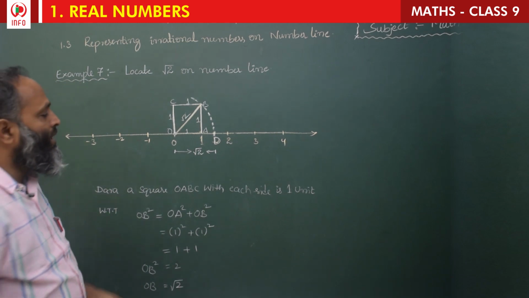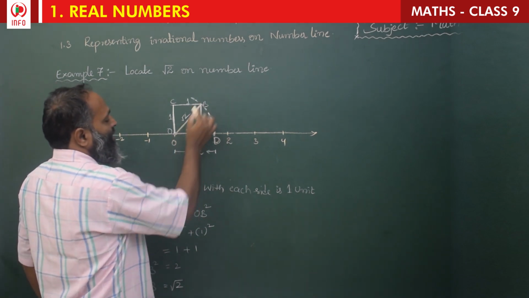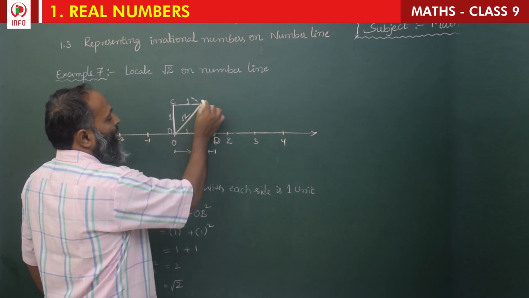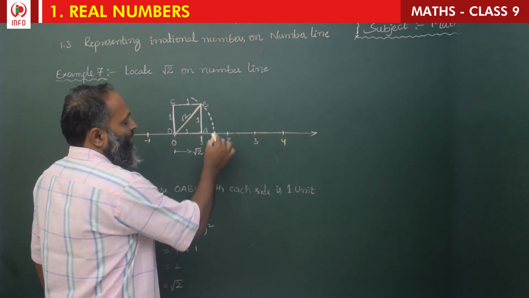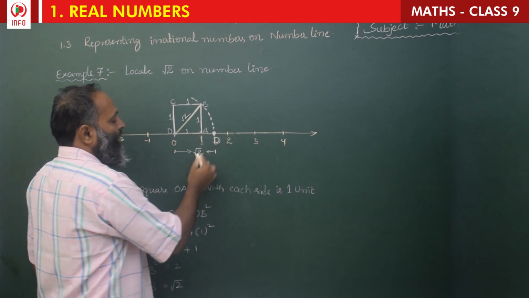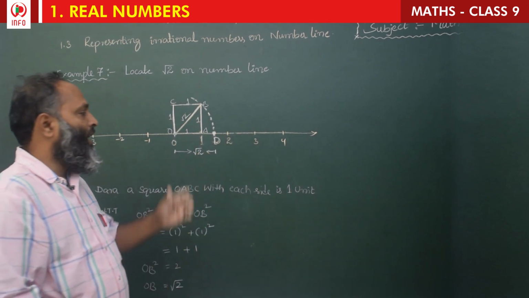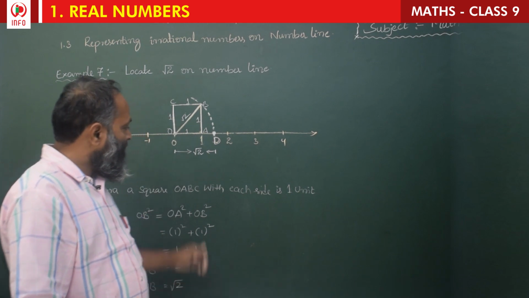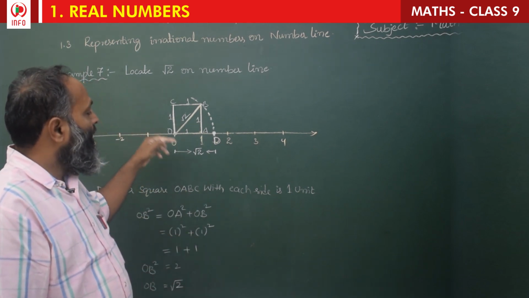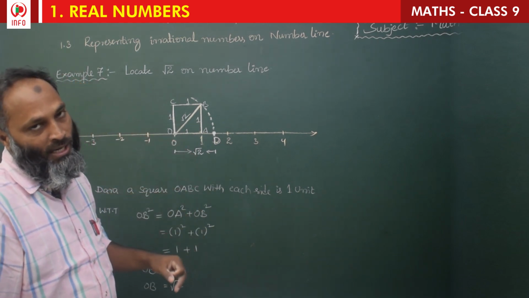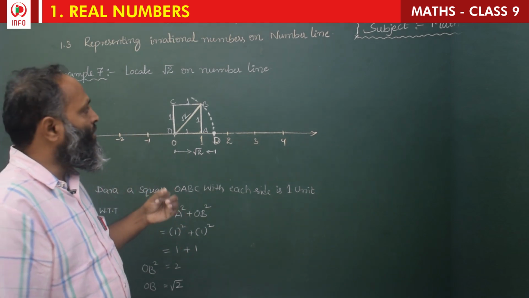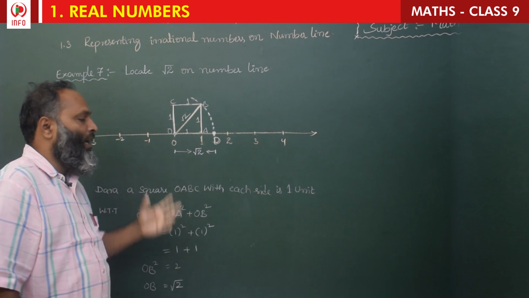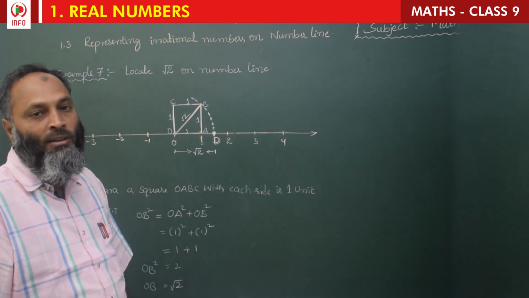Now it means OB length is equal to OD length. OB length is root 2 units and OD length is also root 2 units. The total distance from O to D is root 2. So in this way we can mark root 2 units on a number line. This is the method to show root 2 on a number line. Okay students? Okay.